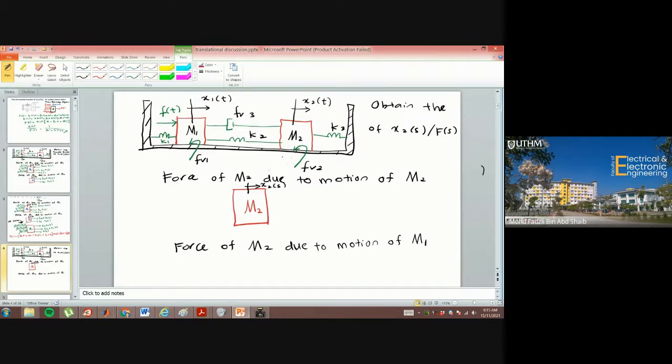So M2, what force we have? We have K3 times X2S. K3 times X2S, yes.